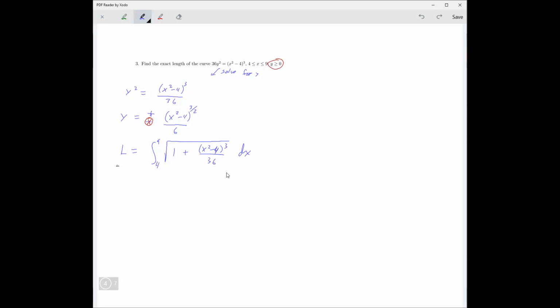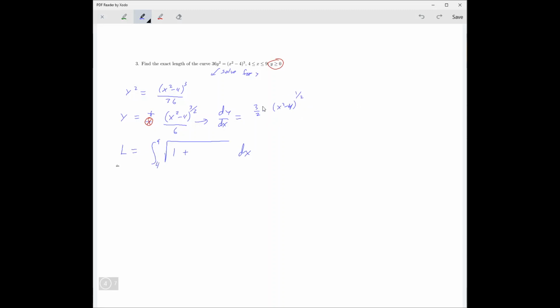Wait, no. I forgot an important step. I hate when I forget stuff. What am I doing? Okay, so I have to take the derivative. So take the derivative here. You have a 3 halves coming down. 3 halves minus 1 is 1 half, so that's just straight up square root.